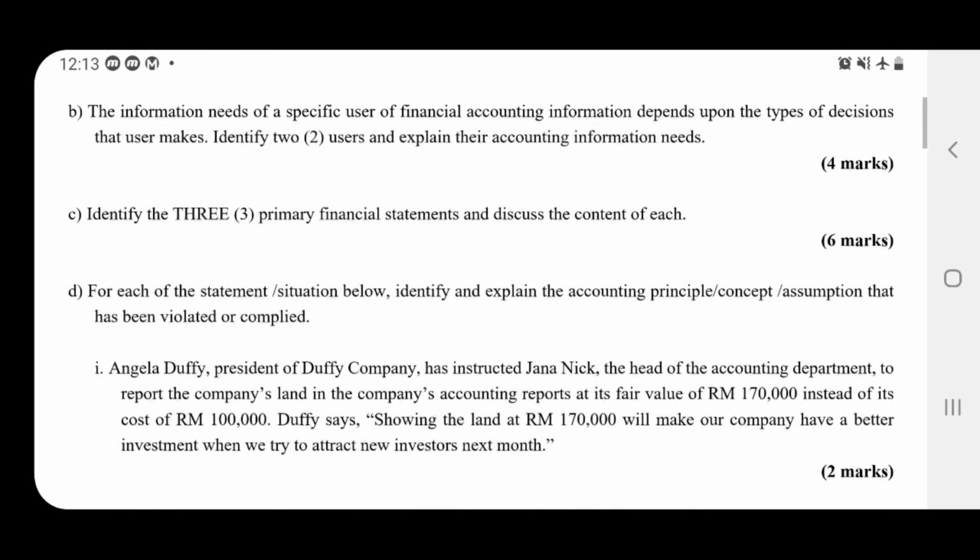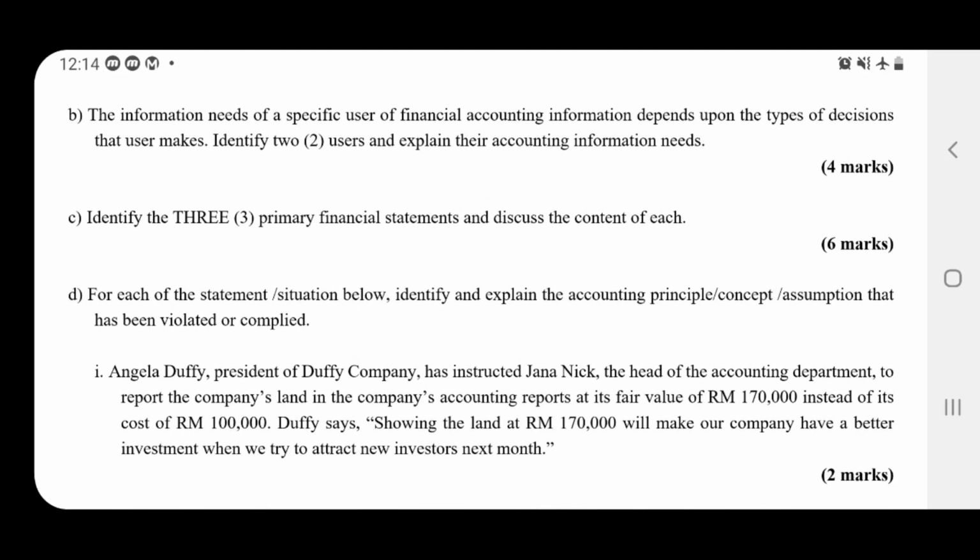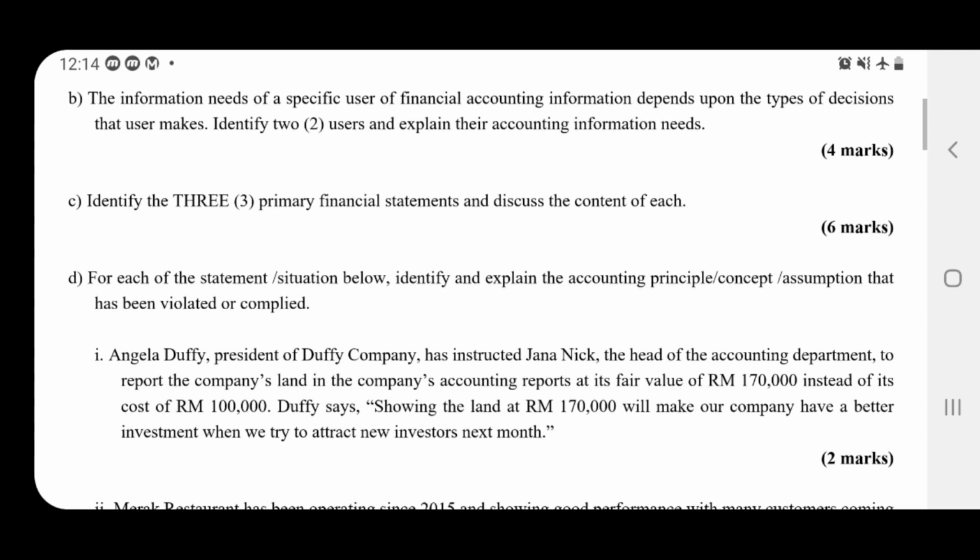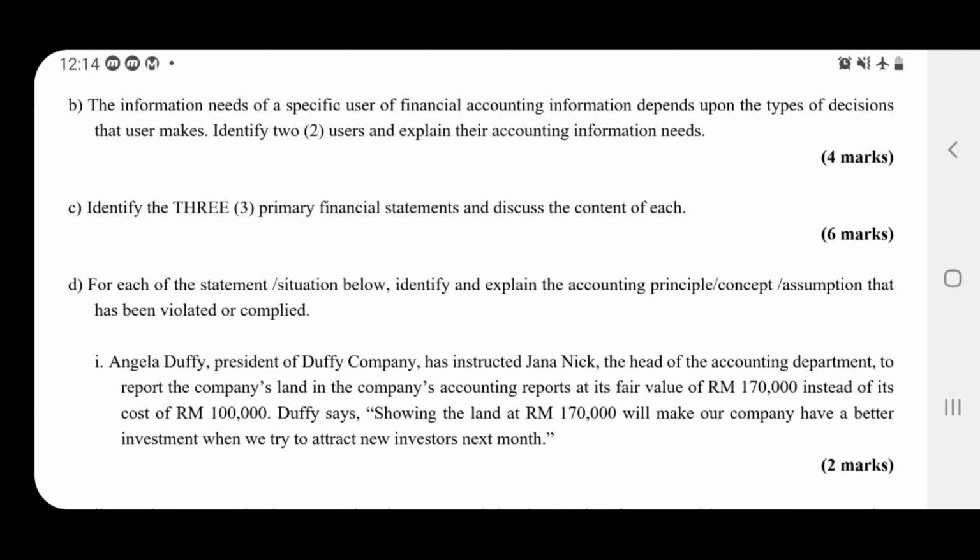If the creditor sees that a business has no liquidity or has insufficient cash, most of the time the creditor will not give credit because they can predict that the business cannot pay the credit in the future. What else? Okay, I add one more user. Another user of financial accounting is employees.